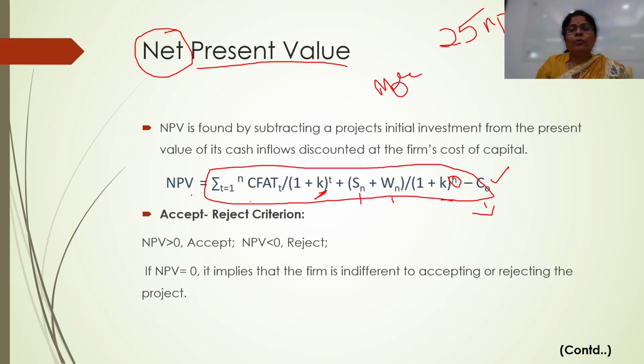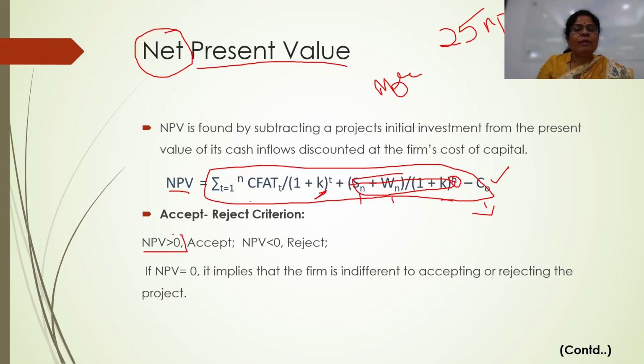Just as you use salvage value and working capital for accounting rate of return, in the same way, if salvage value and working capital is given, we are going to consider it. If salvage value and working capital is not given, then we are not going to consider this part. We are only discounting the cash flows of all the years, then subtracting the cash outlay. That itself will give you the net present value. Just as the other methods have accept-reject criteria, NPV also has its criteria.